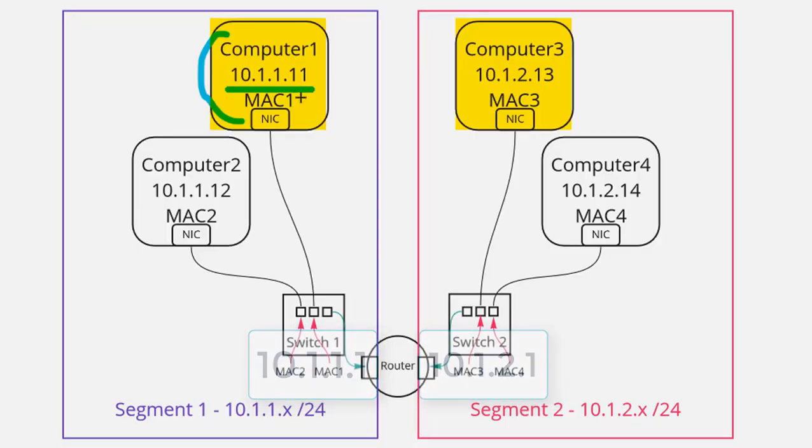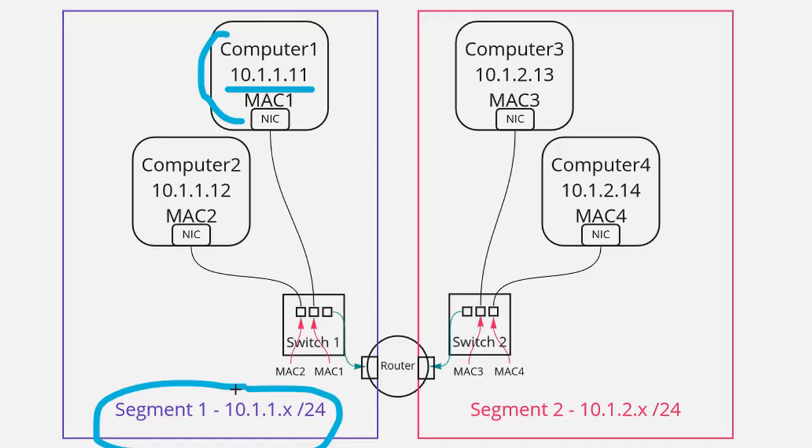And the operating system of this computer is going to recognize, hey, 10.1.2.anything, that's on a different network. That's not on my local segment. And so the operating system will say, if this destination is not on my local segment, I need to send it to something that can reach those other segments. I need to send it to the default gateway.